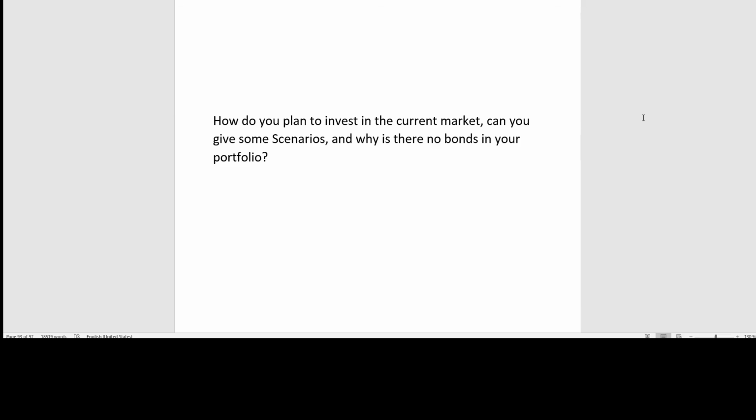So for instance, if we go back to 2000, if you had a portfolio with 25% bonds and 75% stocks, then you would have been in negative territory for 3 years, compared to a portfolio which would have had 100% in stocks. Then it would have taken you 5 years to be in positive territory. And 5 years is really a long time.